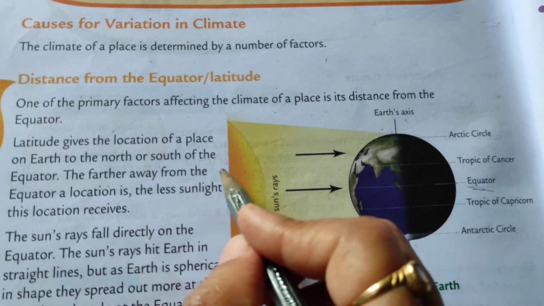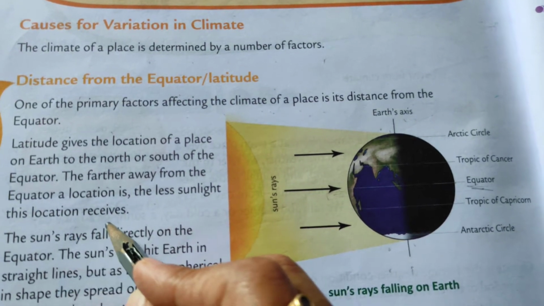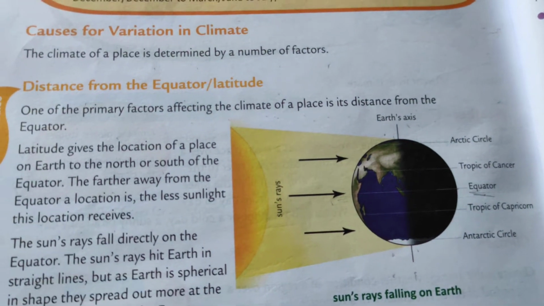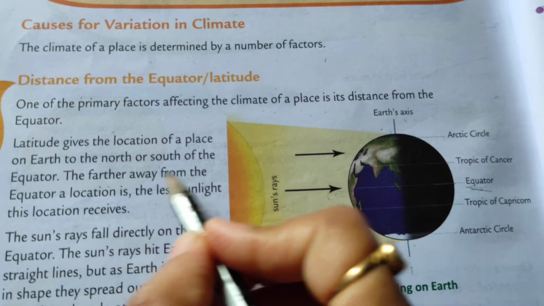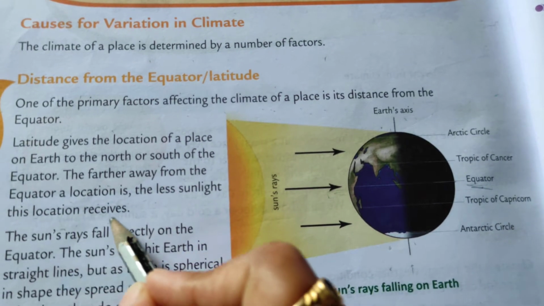The farther away from the equator a location is, the less sunlight this location receives. Okay, so see, the farther away from the equator a location is, the less sunlight this location receives.